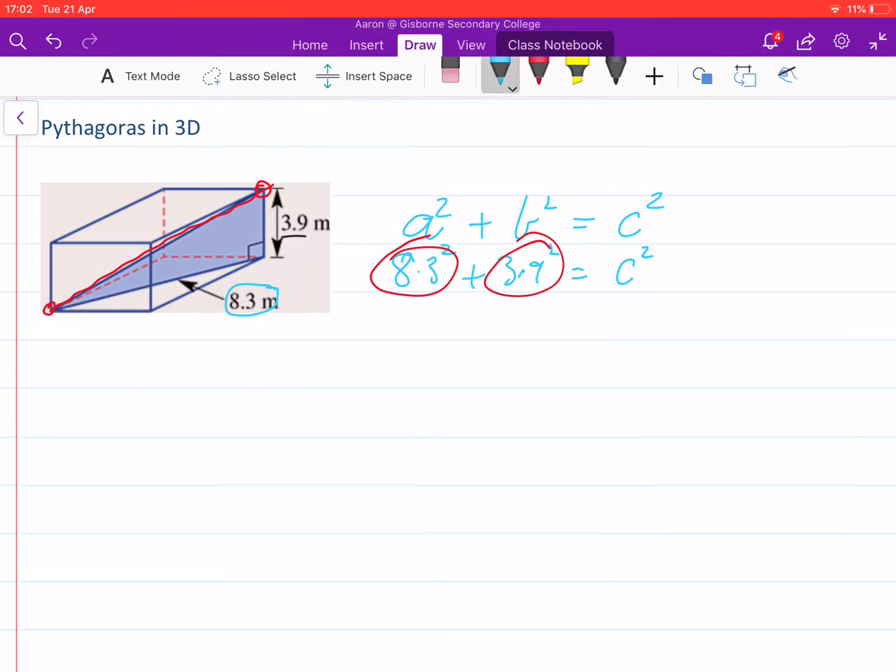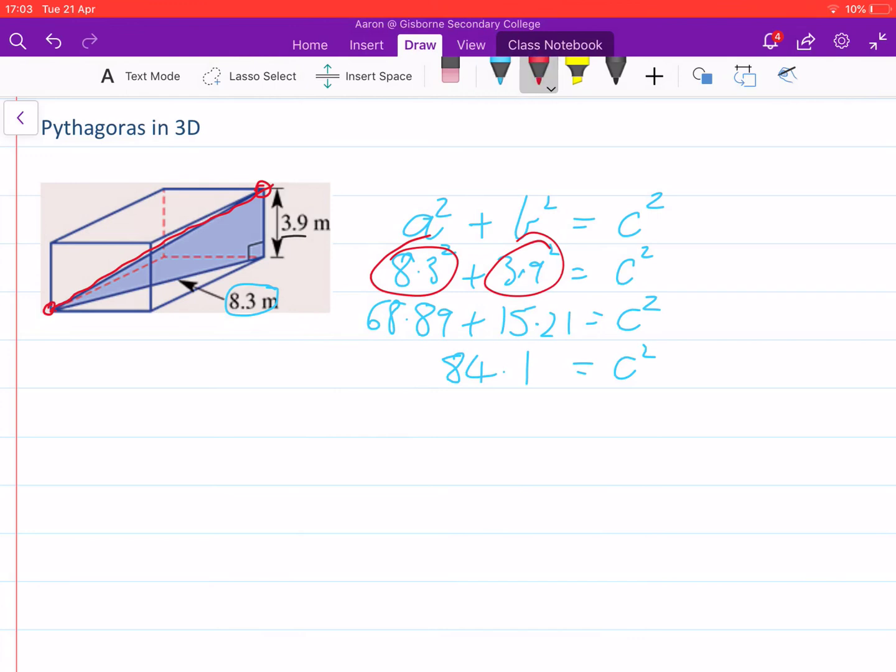This comes to 68.89 plus 3.9 squared, which is 15.21. And for accuracy, you don't want to be rounding either of those. To start with, you want them as complete as you can get. Then we'll add 15.21 to 68.89. And that'll give us 84.1, which is equal to c squared.